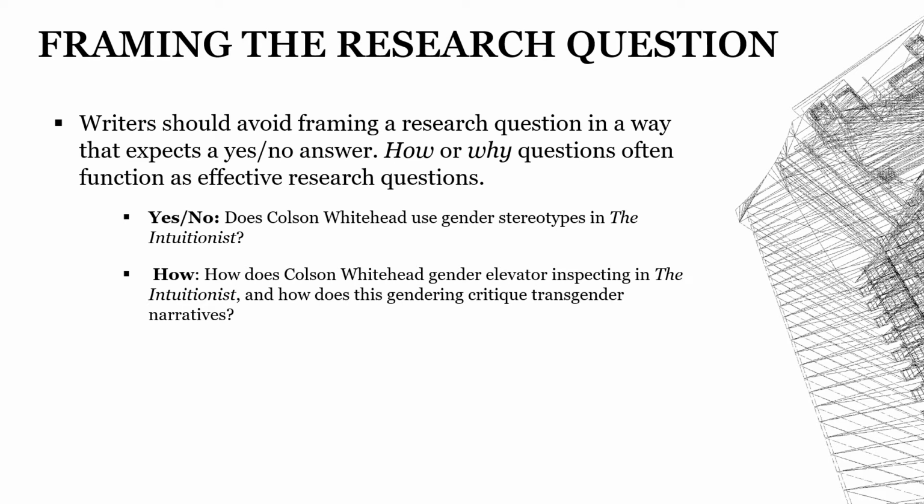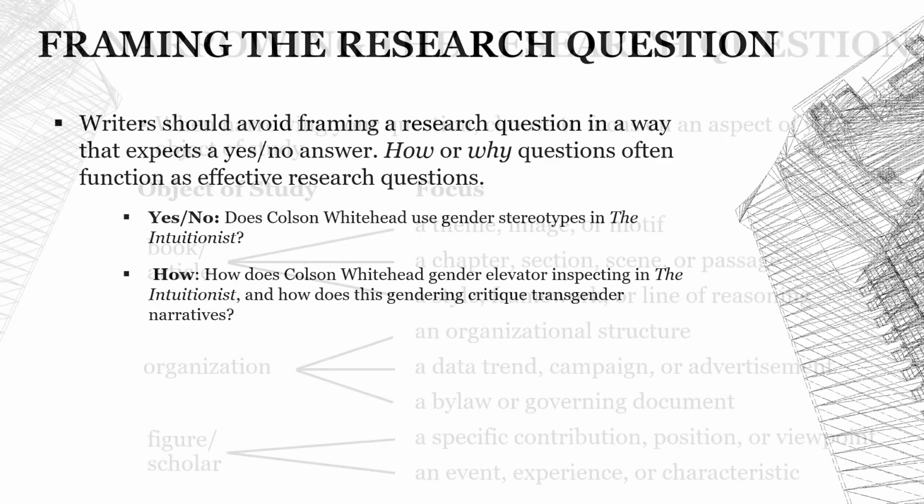How does Colson Whitehead gender elevator inspecting in The Intuitionist? And how does this gendering critique transgender narratives? This how question invites an argumentative answer. It is open-ended, and it focuses in on a particular object of study, setting the research writer up to engage the scholarly conversation on issues of gender and the narrower conversations surrounding Whitehead's novel, The Intuitionist.